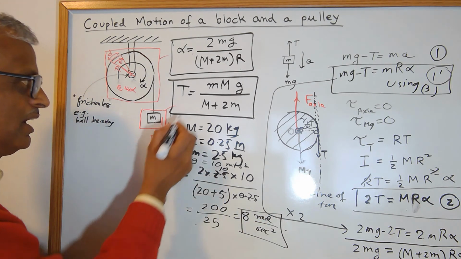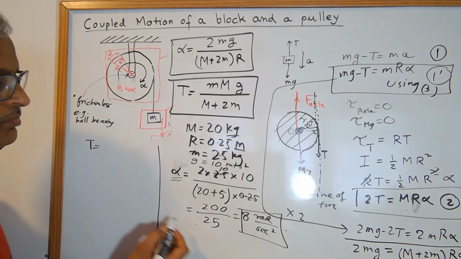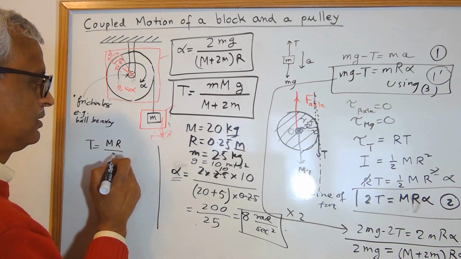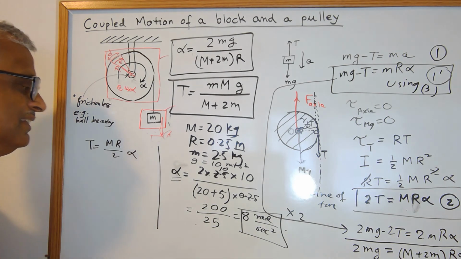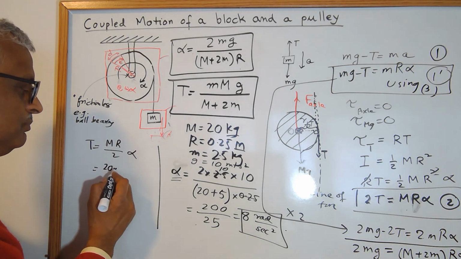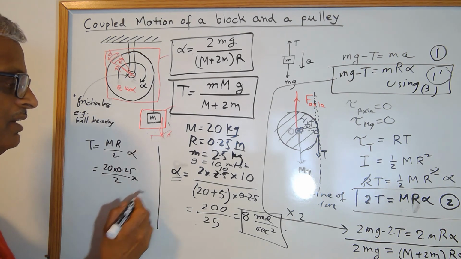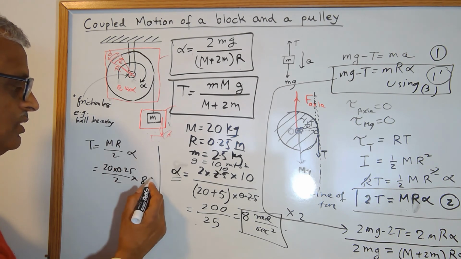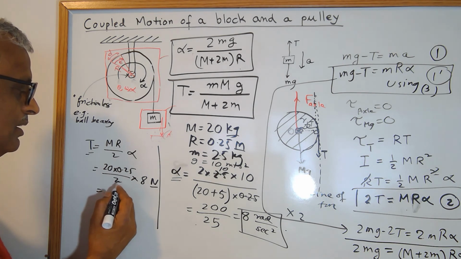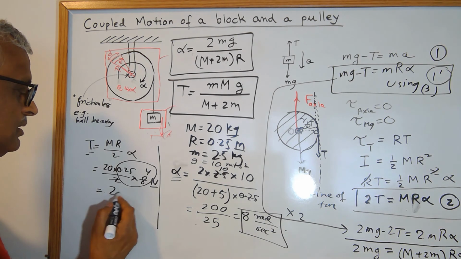Then let's do the tension. Tension is, I can just do it over here, big M r over 2 times alpha, because I already found alpha. So M is 20 kilogram times 0.25 over 2, alpha is 8. And this is going to be in Newton, because this is the force. And so this will be 4, 4 times this is 1. So this is going to be 20 Newton.